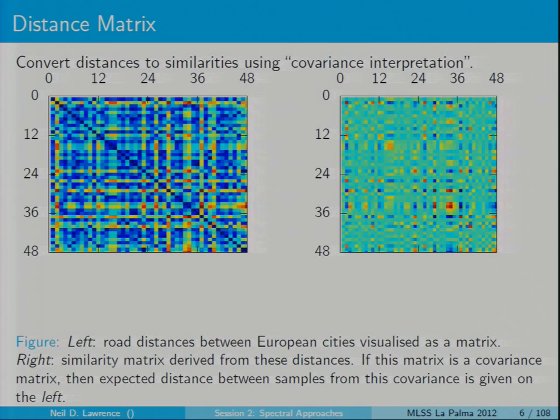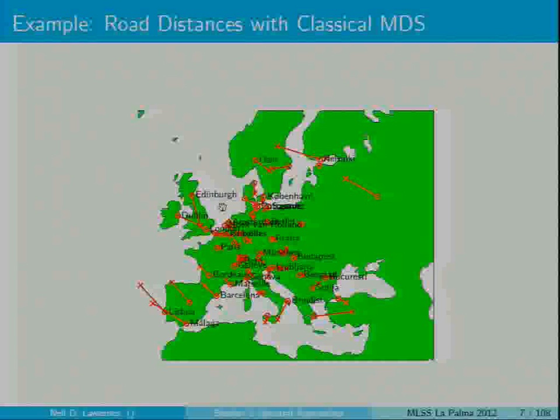What you've got on the left is a visualization of road distances between 48 cities in Europe. And then here is that transformation that I've been showing you to a similarity matrix. So this one is zero along the diagonal, whereas this one has its largest values along the diagonal, although that's difficult to see. So each city is most similar to itself, and closest to itself. So you do the eigendecomposition on that. Now, subject to a scaling and a rotation and so on, you recover a map. There's something called a Procrustes rotation, which allows you to fit and recover the rotation and the scaling.